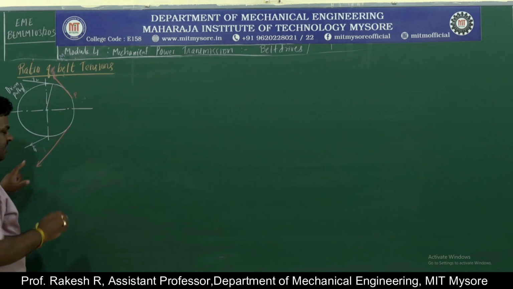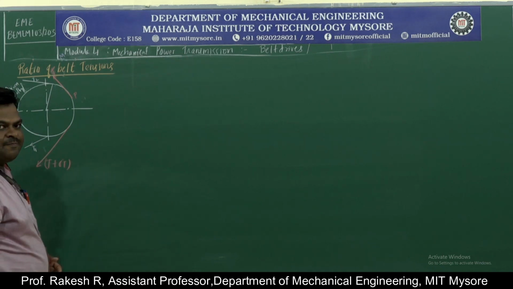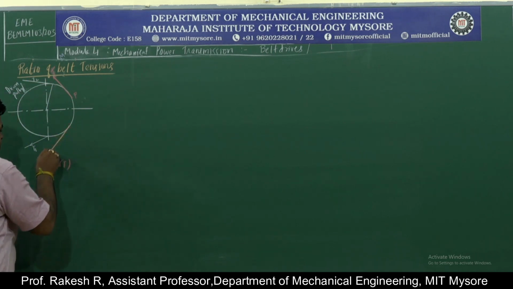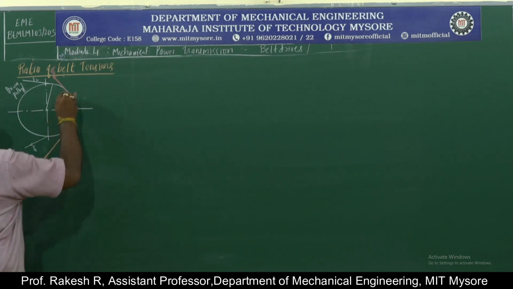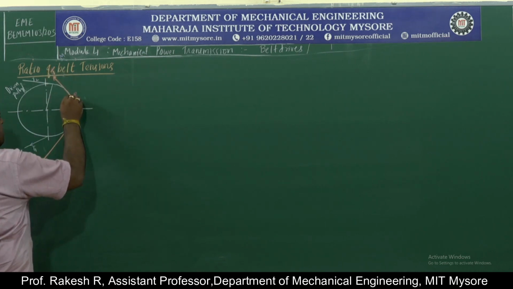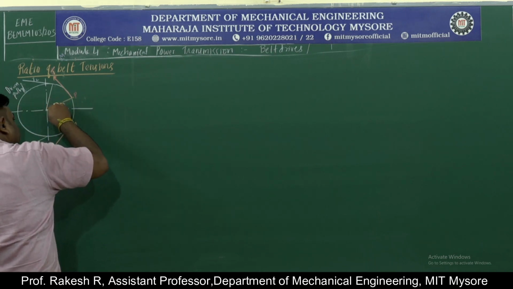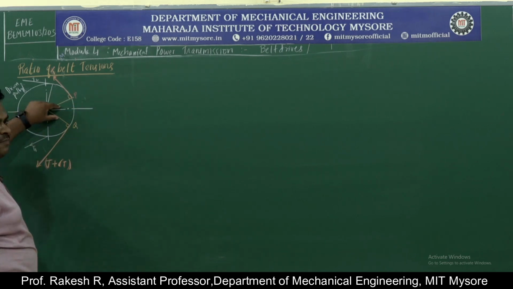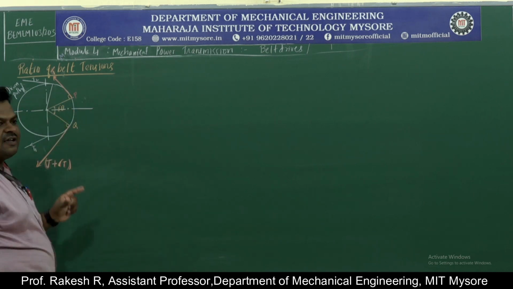Another force is acting here. This is on the tight side, it is having more tension, T plus delta T. So this is only T, this is T plus delta T. This is acting at a point Q, this is acting at a point P. I will be joining these two. This is perpendicular and this is also perpendicular. The angle between them is delta theta, that is the change in angle.